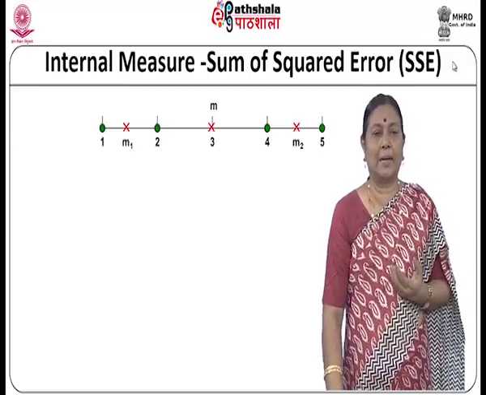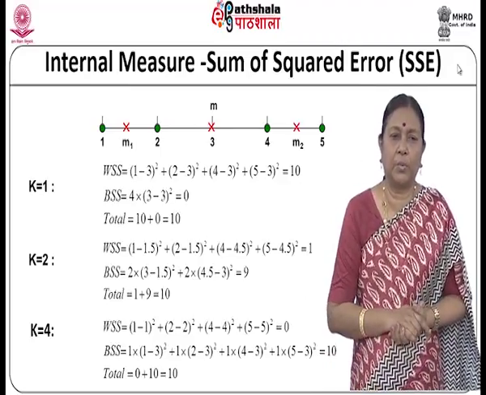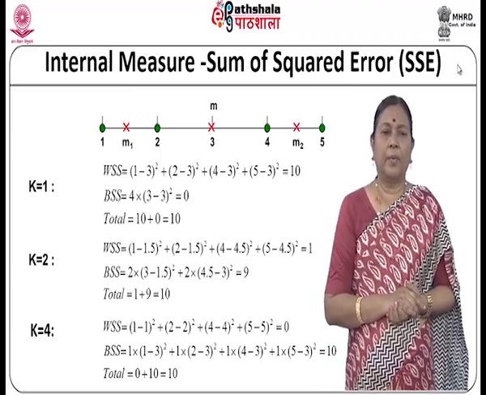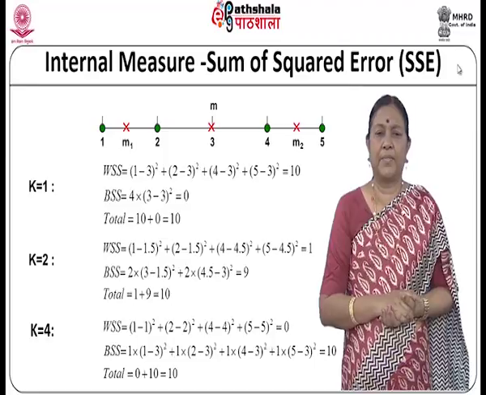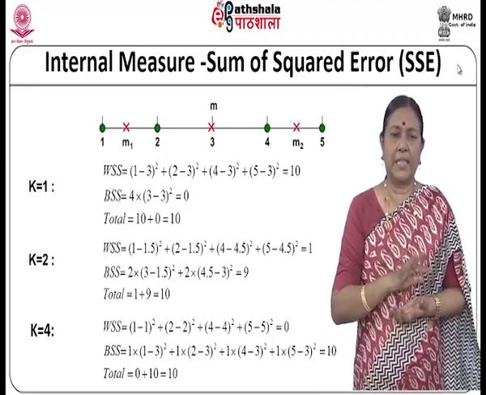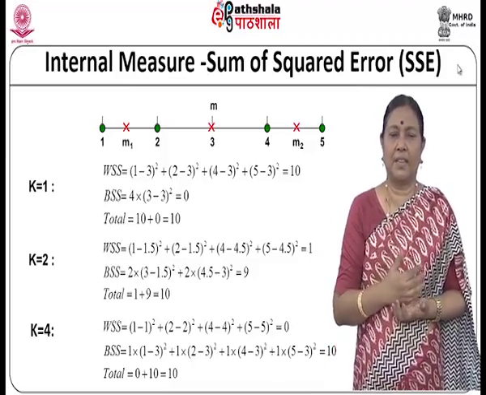Now, let us take an example. Here I have M1, M2. So, k is equal to 1. For k is equal to 1, that is M1, 1 minus 3 the whole square plus 2 minus 3 the whole square plus 4 minus 3 the whole square plus 5 minus 3 the whole square is equal to 10, and BSS is equal to, the average is 3. So, 4 into 3 minus 3 the whole square is 0.